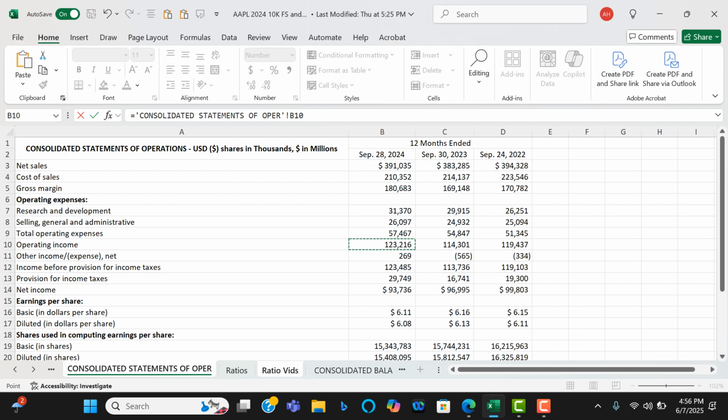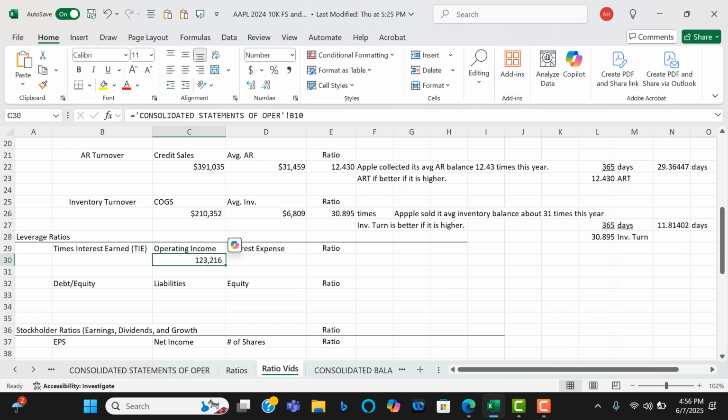Operating income. Now, not all companies have this line item, so sometimes you have to calculate it. Usually it's gross margin less operating expenses. Anyway, they calculate it, so here it is: 123,213. And then you're just going to divide that by interest expense.